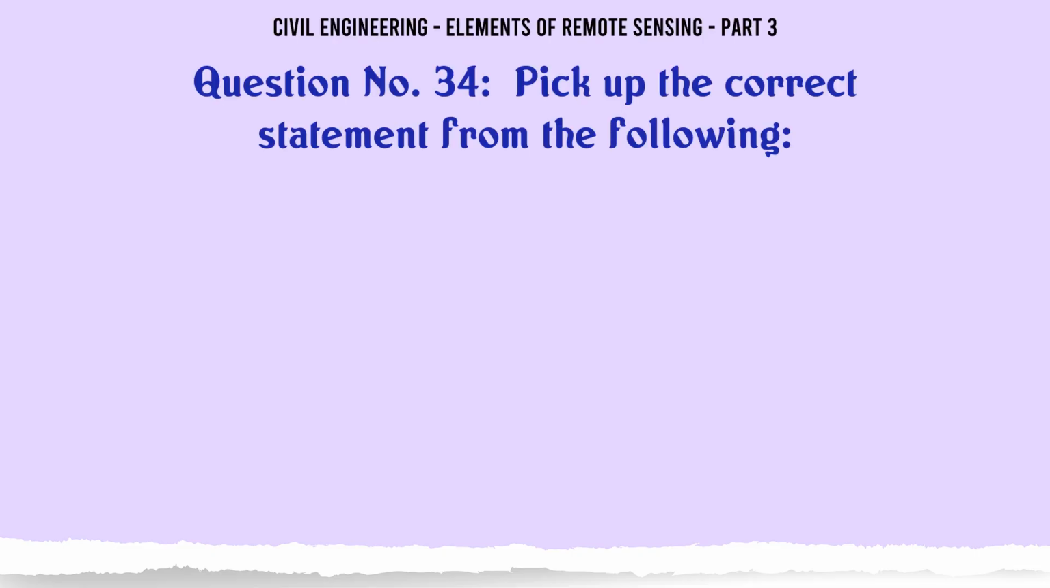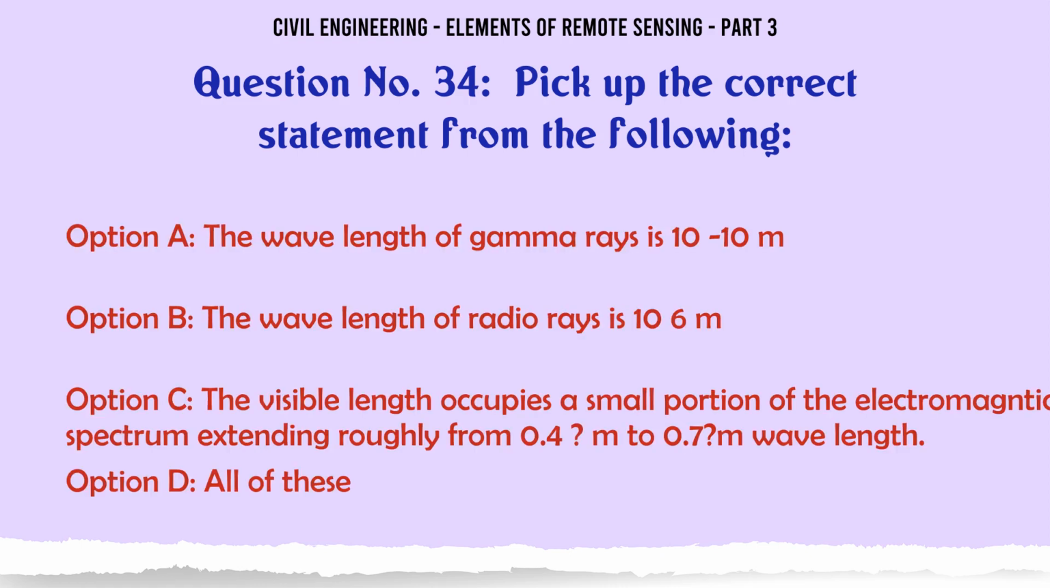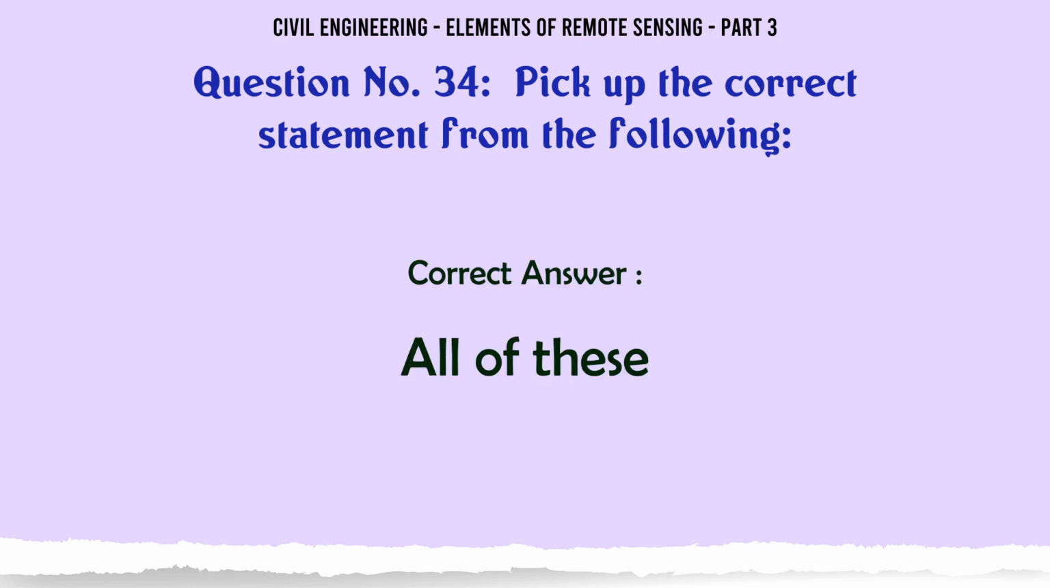Pick up the correct statement from the following. A. The wavelength of gamma rays is 10^-10 m. B. The wavelength of radio rays is 10^6 m. C. The visible light occupies a small portion of the electromagnetic spectrum extending roughly from 0.4 µm to 0.7 µm wavelength. D. All of these. The correct answer is all of these.